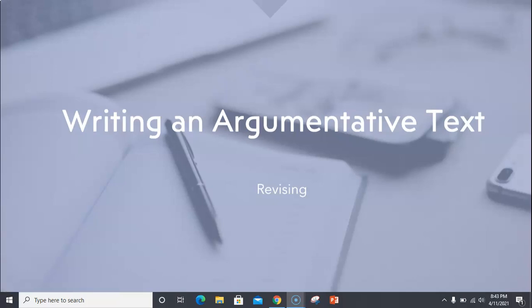Hey there, fourth grade, Mr. Remedies, with our next step in our writing unit on writing an argumentative text. Today, we're talking about revising.